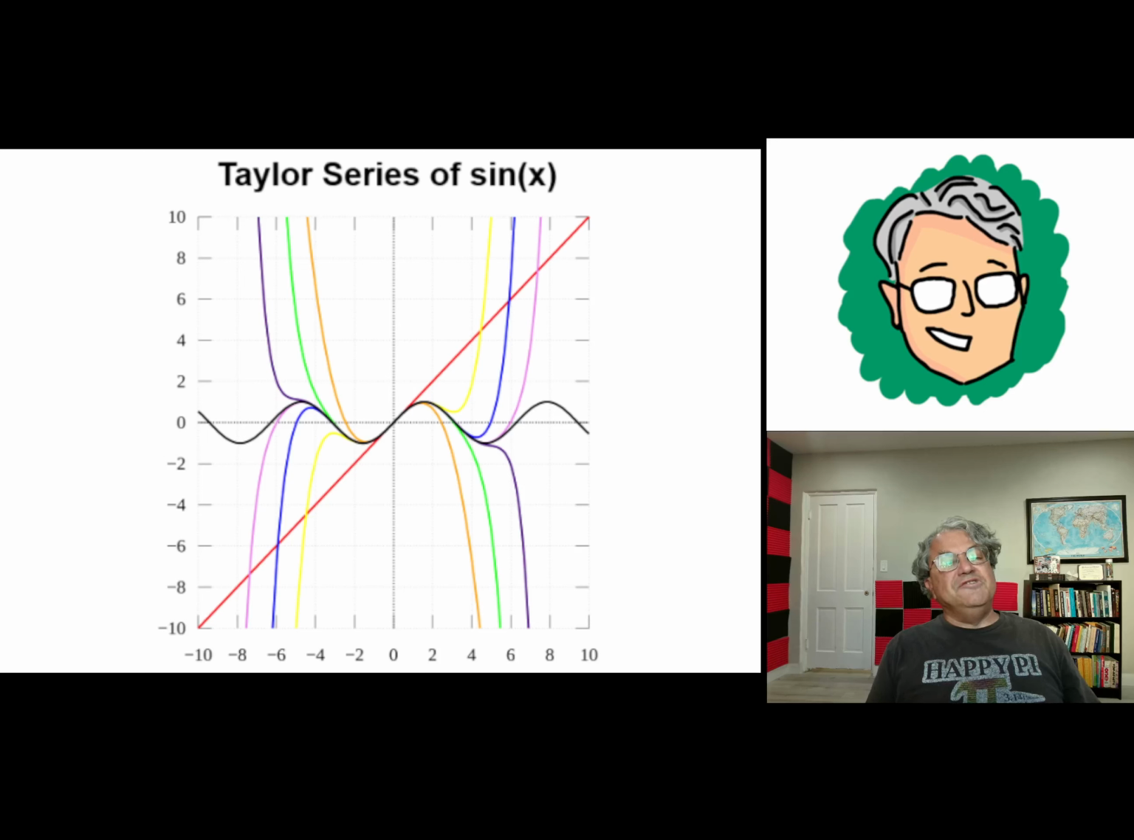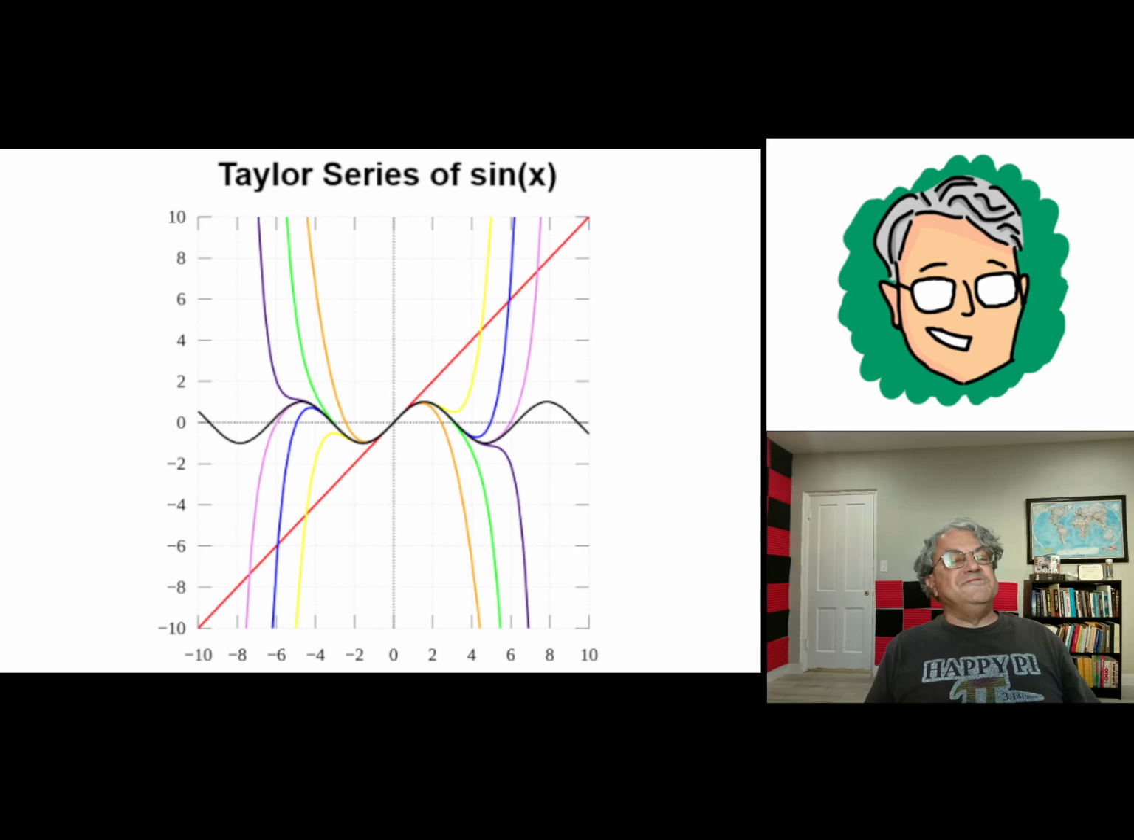And you can keep adding terms. I think the next one's a green one, then the blue one, and I think the purple one has the most terms. That has, I think, 7 terms. That goes up to like x to the 15th because you only have the odd exponents with sine.